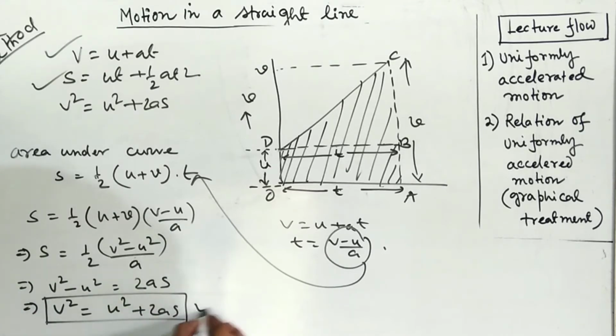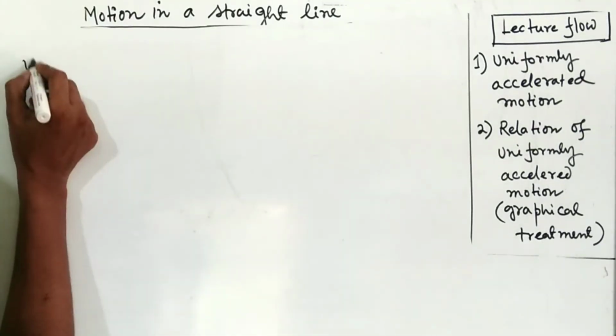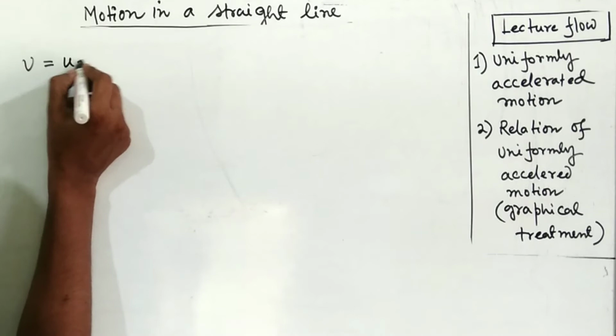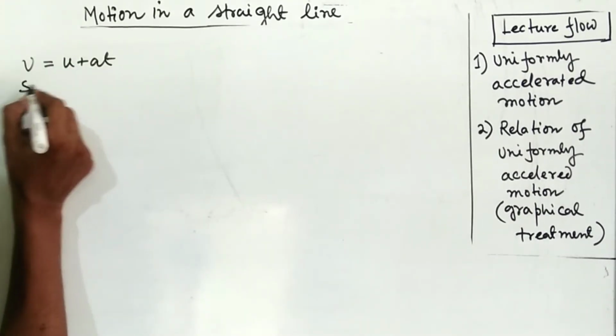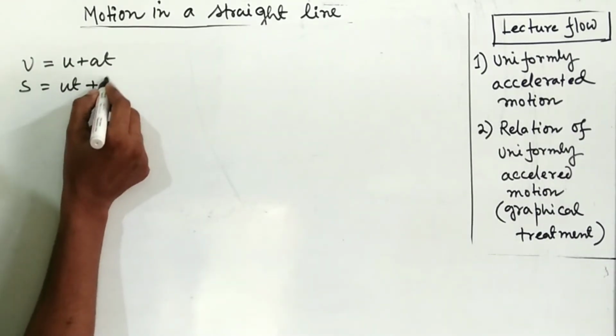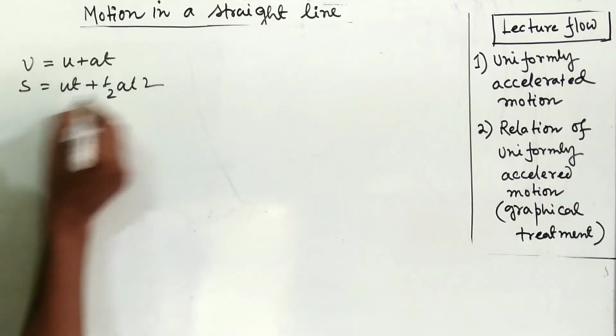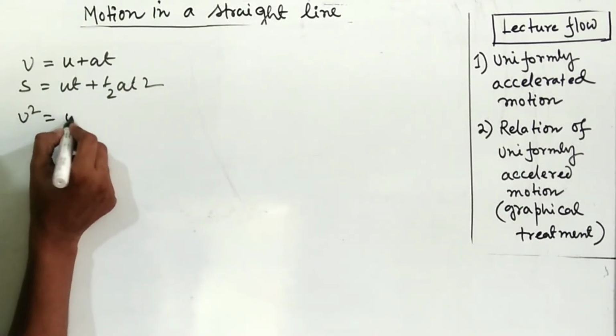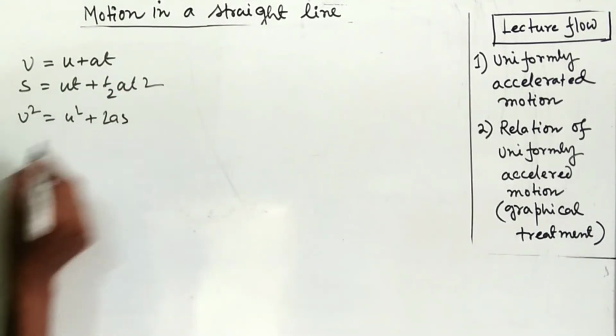So now it is proved. So finally we can write V is equal to U plus AT, S is equal to UT plus half AT square, and V square is equal to U square plus 2AS.